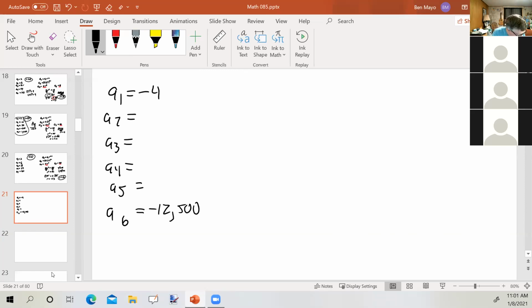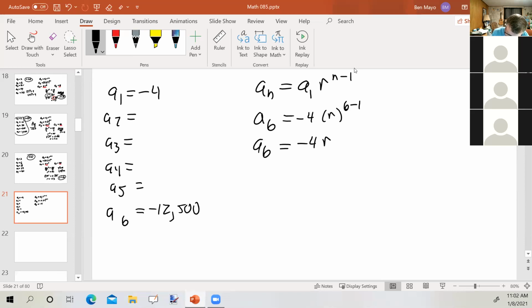Okay, this is going to be a doozy. We'll see. Geometric means between. They didn't say anything about whether it was positive or negative, so let's see what happens. A sub n equals a sub 1 times r to the n minus 1 power. A sub 6 equals -4 times r to the 6 minus 1 power. A sub 6 equals -4 times r to the 5th power. Now I know why they didn't tell us whether it was positive or negative, and we'll talk about that in a minute.